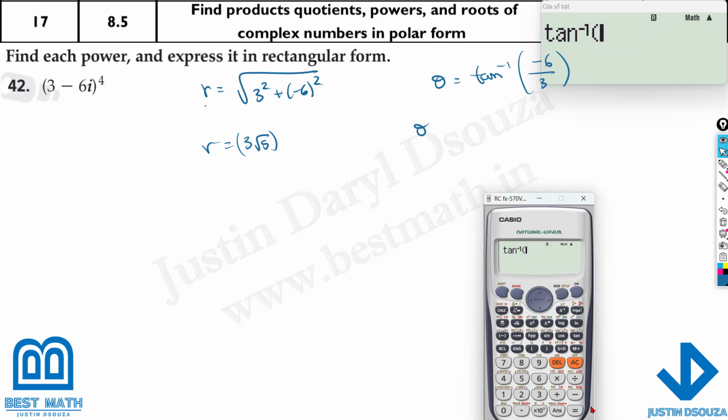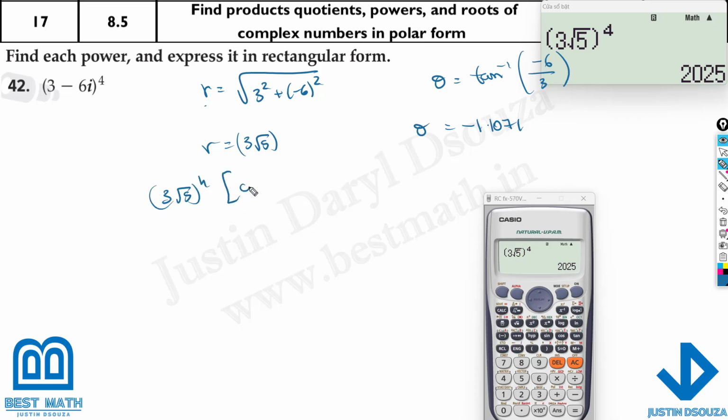What about theta? That's tan inverse of minus 2, because minus 6 by 3 will be minus 2. That's going to be minus 1.1071. It got the same thing, but we had got plus in the last problem. So now here, this 3 square root 5 would be raised to the power 5. We have to use the brackets, otherwise you won't get the correct answer. Plus next, now bracket power 4, sorry. And over here, open the brackets as well. So here it'll be 3 square root 5 the whole power 4. And over here we have cosine 4 times minus 1.1071 plus i sine 4 times minus 1.1071.